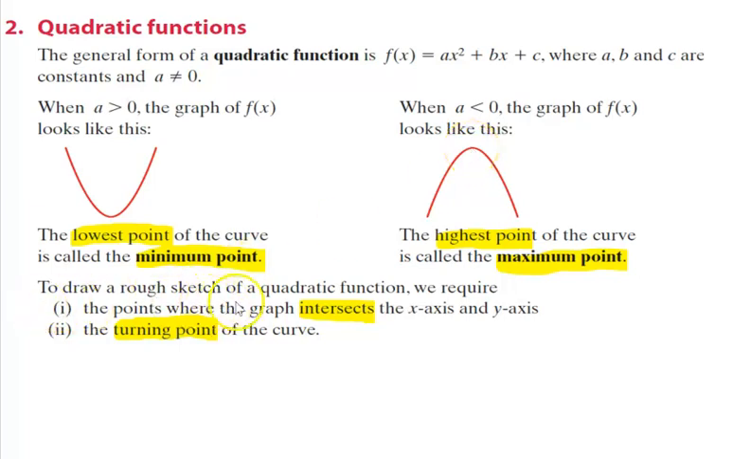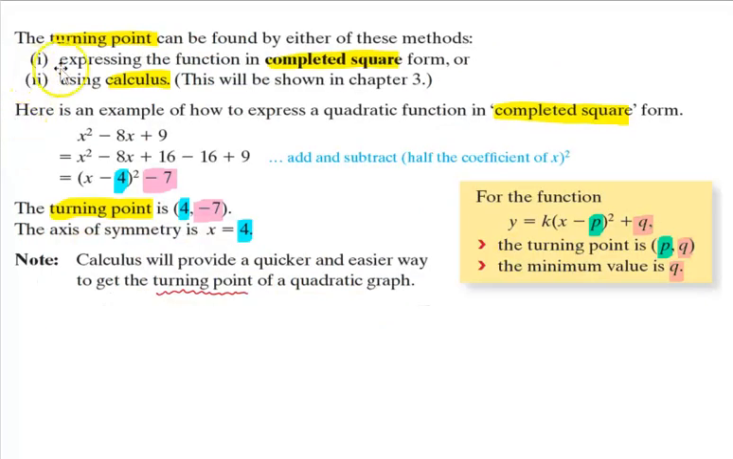To draw a rough sketch of a quadratic function, we require the points where the graph intersects the x-axis and the y-axis, and the turning point of the curve. The turning point can be found by either of these methods: expressing the function in completed square form or using calculus. This will be shown in Chapter 3. Here's an example of how to express a quadratic function in completed square form.